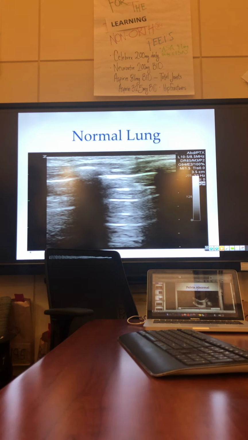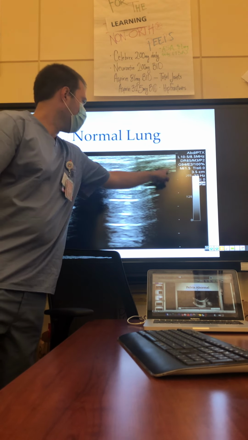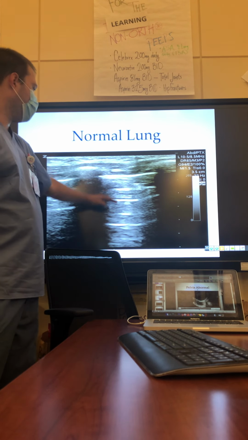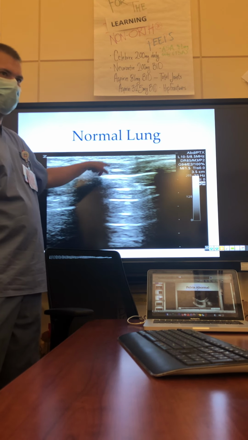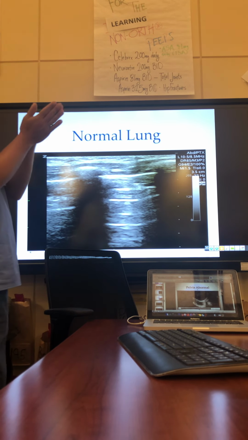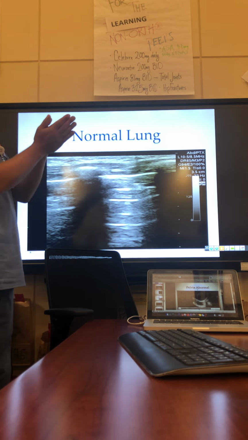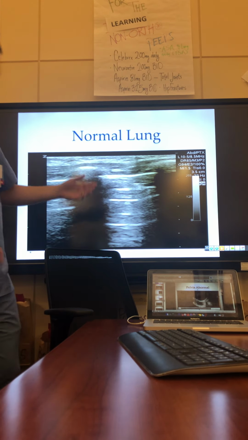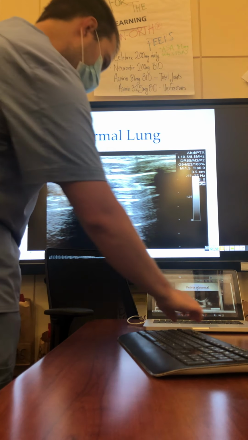So this is with the linear probe. So you have a rib here, and then all the shadowing that goes down here, because it's bone. And then this is your pleural line. Everything behind here, it actually doesn't exist. It's just artifact created by the interface between the fluid, between the visceral and parietal pleura, and then air in the lung. So that interface creates what's called A-lines. So these are A-lines going down. They don't actually exist. They're just reflections of the pleural line. And the pleural line's the bright white one.